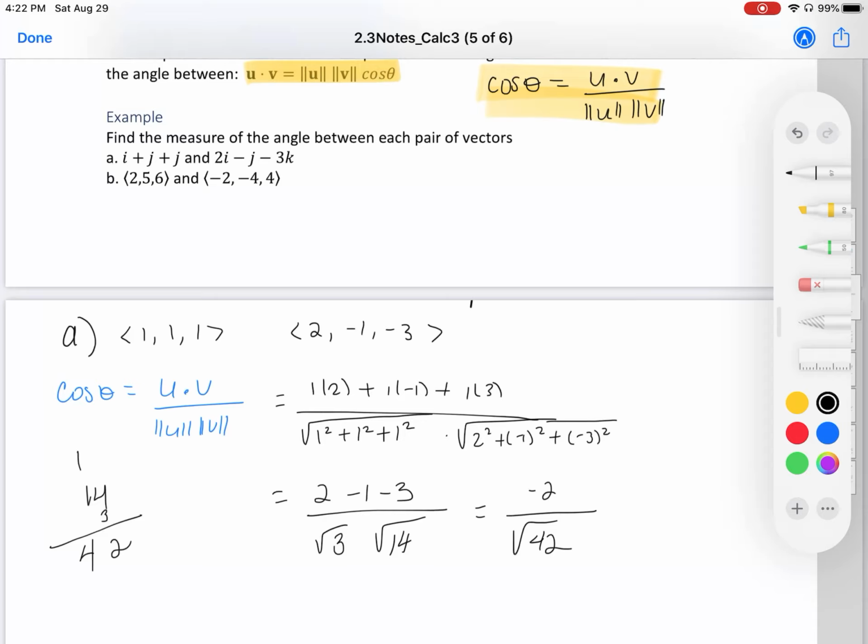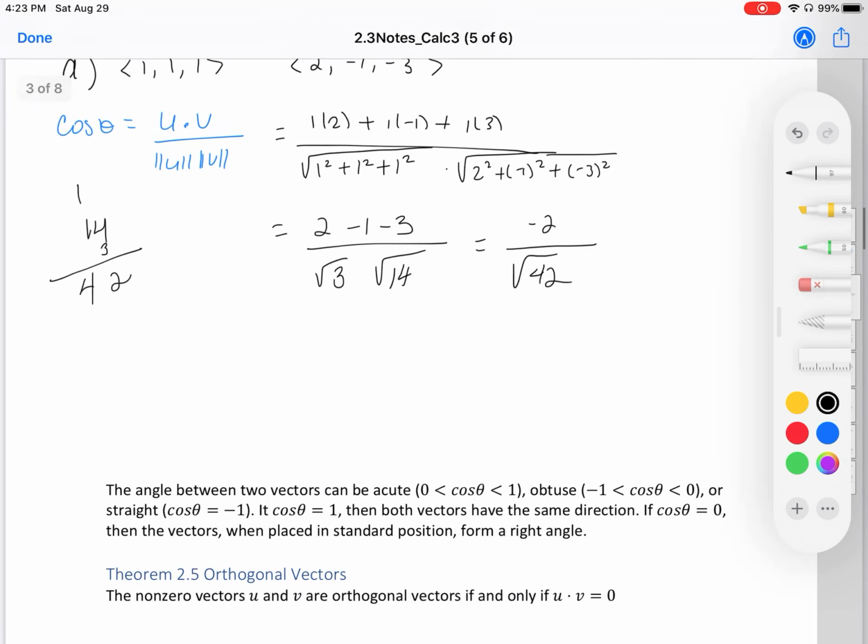All right, so what are we trying to find? We're trying to find the angle between those two vectors. So we're almost there. What are we missing? We're missing the cosine from our formula. All we did was this part right here. So we're saying that cosine theta is equal to -2 divided by the square root of 42.